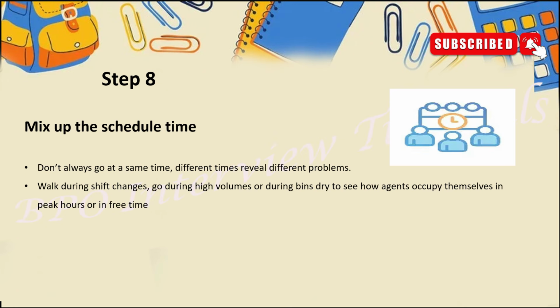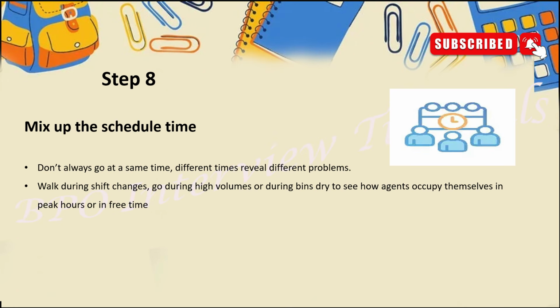Next, mix up the schedule time. Most of the time, what I have seen personally, the manager will decide a specific time and go for the Gemba walk at that particular time only. If we do that, we will not observe the actual challenges. For example, in the morning we have peak volumes. Try to do a Gemba walk at that time to understand how agents are working on their flow during the peak volume. You will get different observations.